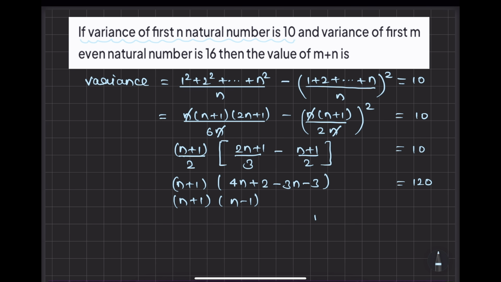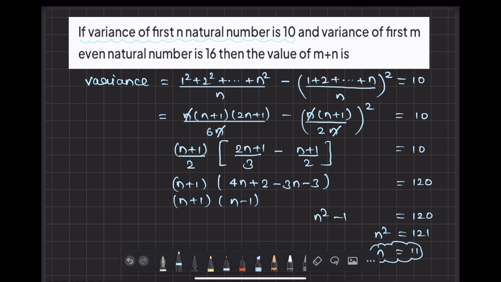So it is n square minus 1 equals 120. So n square equals 121. So n equals to what? 11. So we got our n.